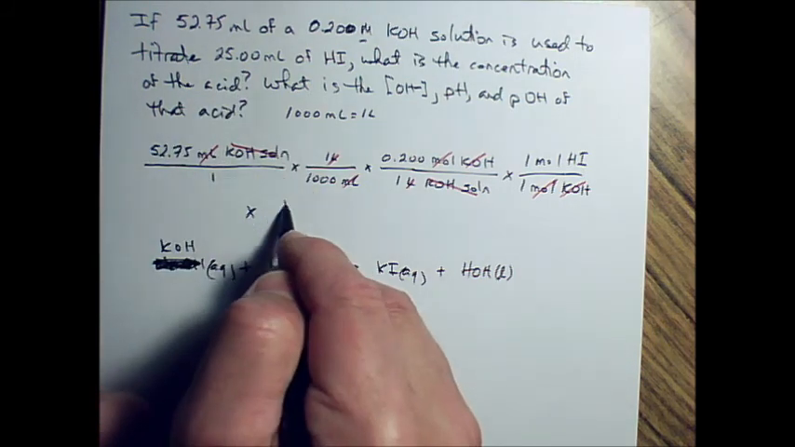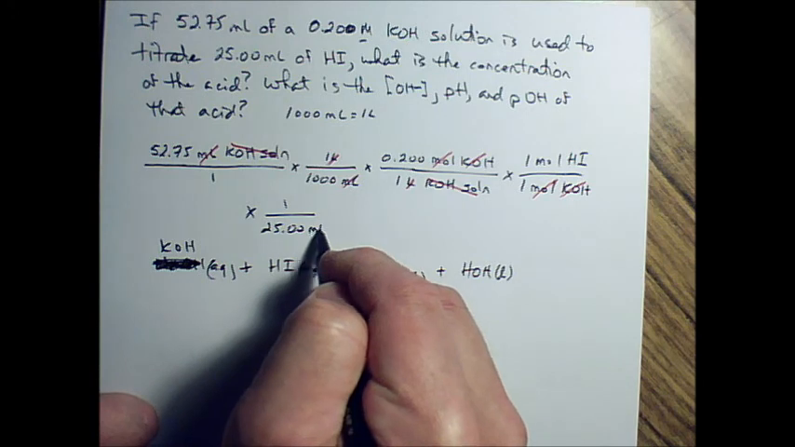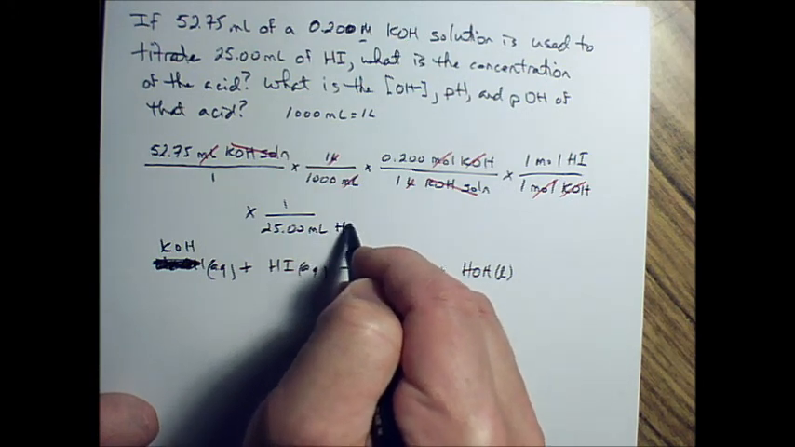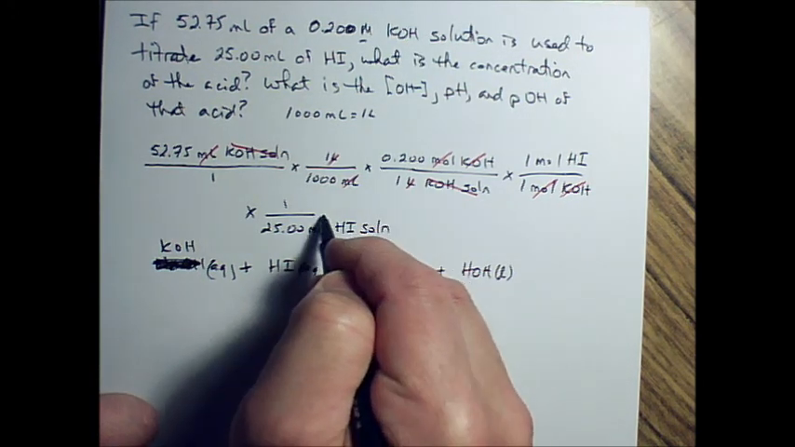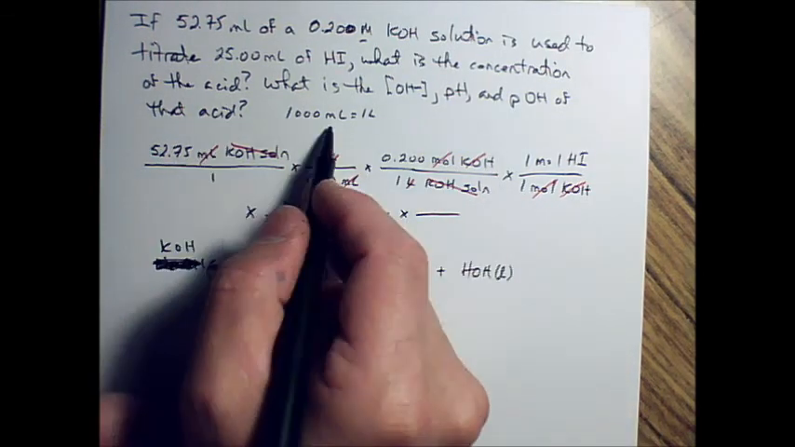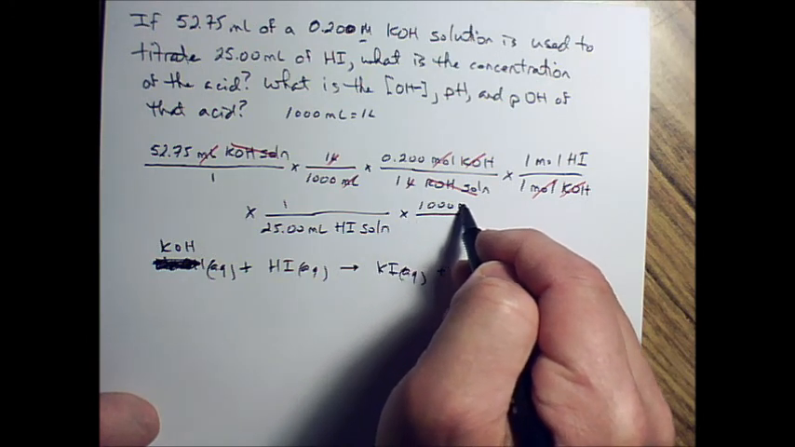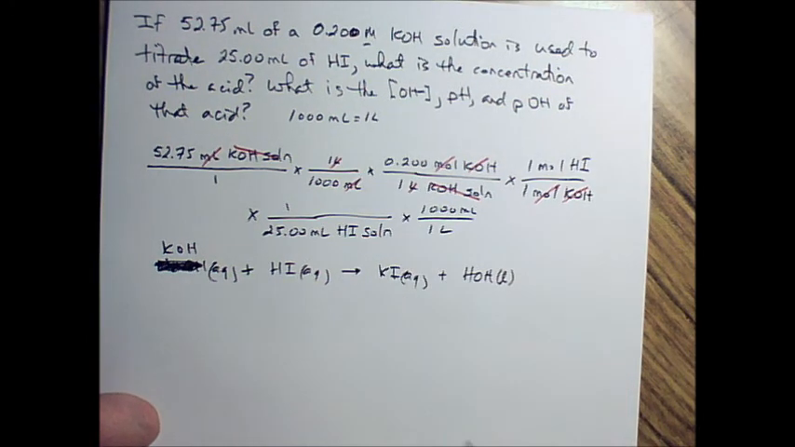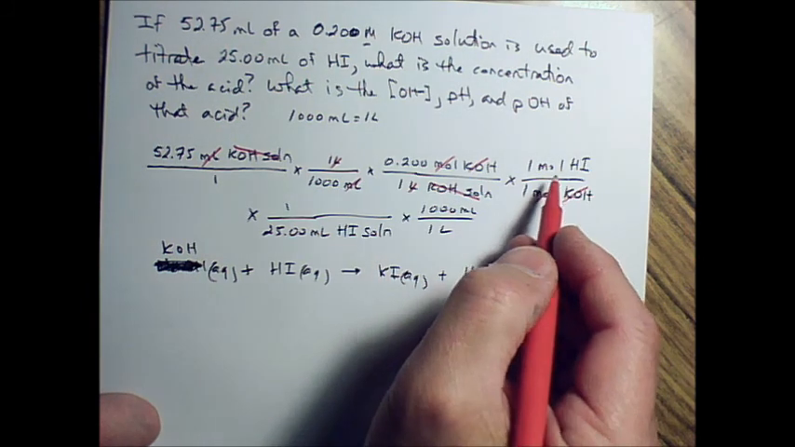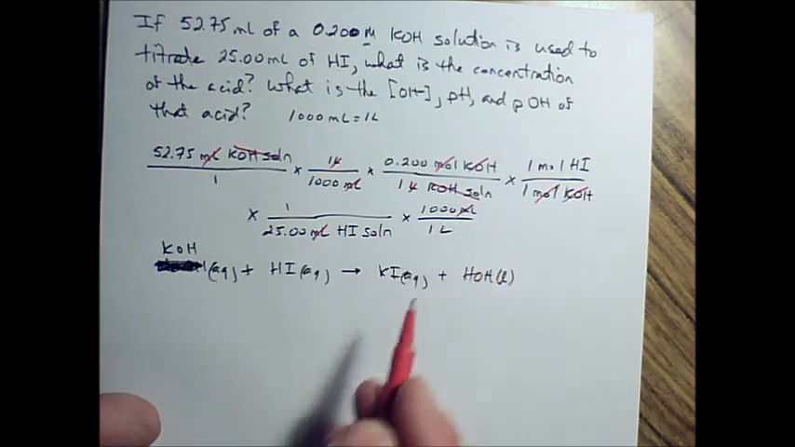So I can put 1 over 25.00 milliliters of HI solution and convert that to liters, using that same equality statement: 1,000 milliliters over 1 liter. Okay, so moles are going to be over liters when I'm done, canceling the milliliters. Okay?